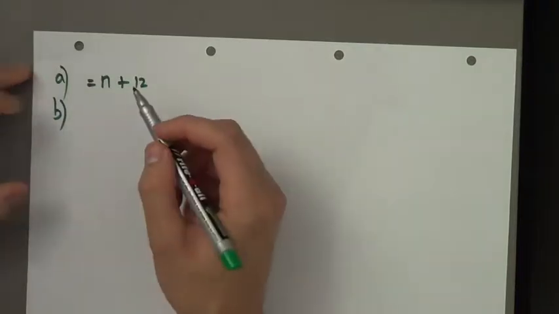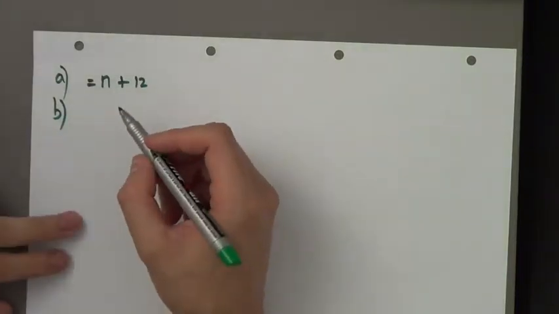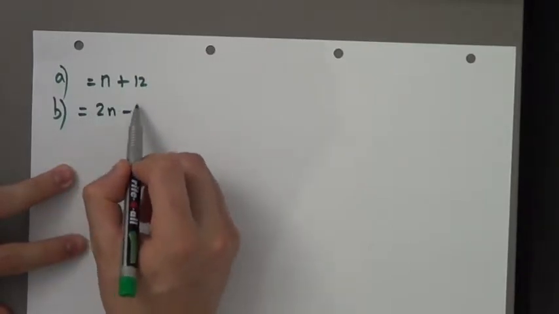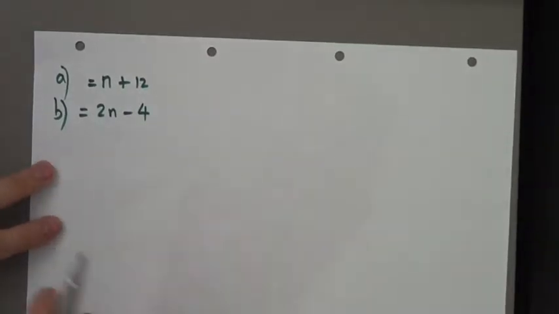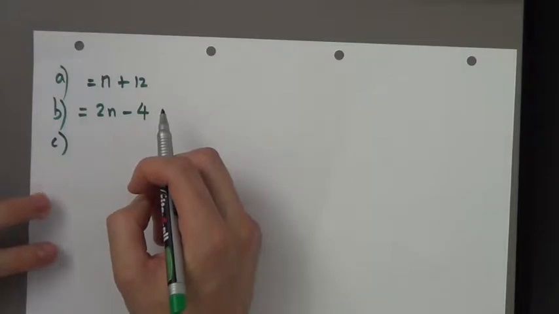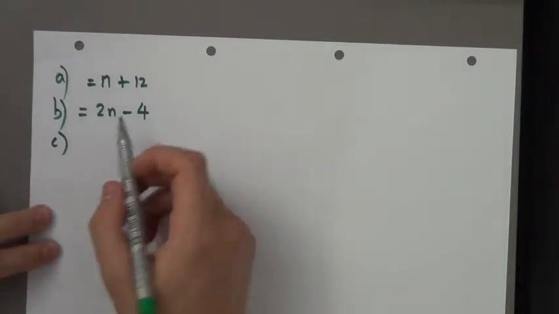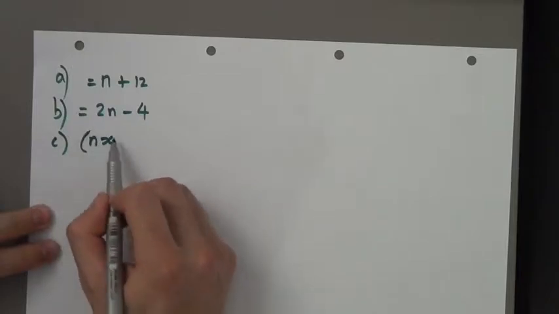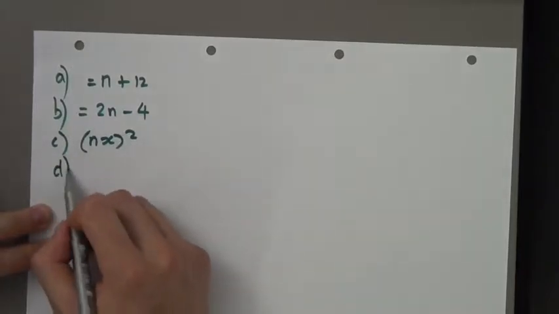So part B, it says twice a number minus 4. So this time, that's going to be 2n minus 4. Simple as that. Right, a number multiplied by x and then squared. So this time it's just going to be n times x squared. D.